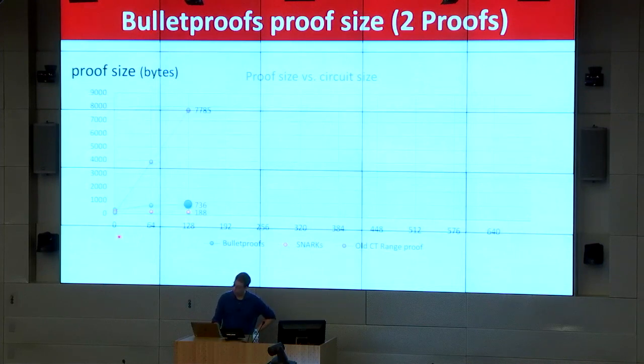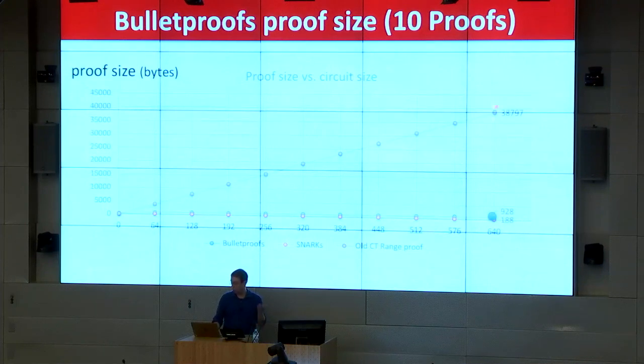Now, if you go to two proofs, as I said, the original mechanism grows linearly. So now it's at 8 kilobytes, whereas bulletproofs only grow logarithmically. So now we're only at 736 bytes. SNARKs, of course, always stay the same size. If you go to 10 proofs, again, the original method grows quite dramatically. Now we're at 40 kilobytes, whereas bulletproofs stay at around 900 bytes. So this is basically what they allow you to do. When you need to do all these proofs in a particular block, you can aggregate all of them into a very short proof that proves that the transaction is valid.